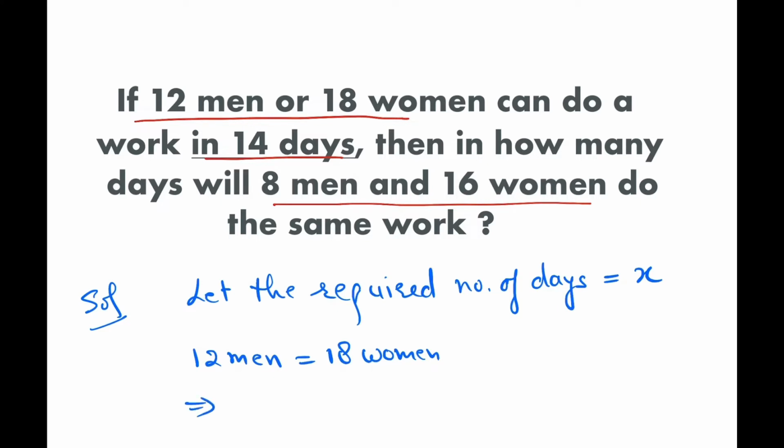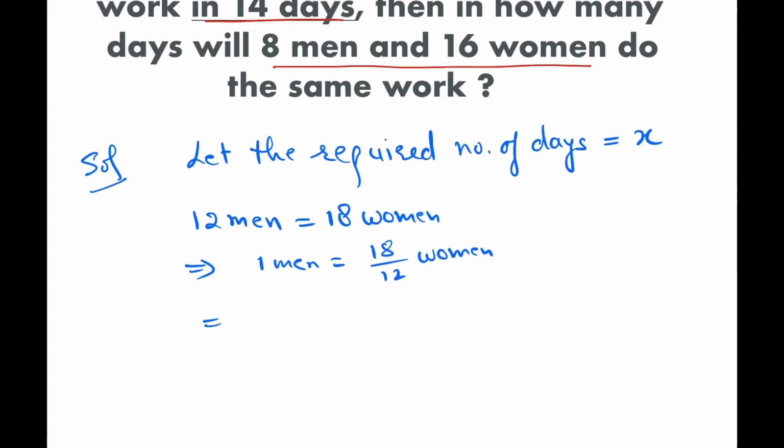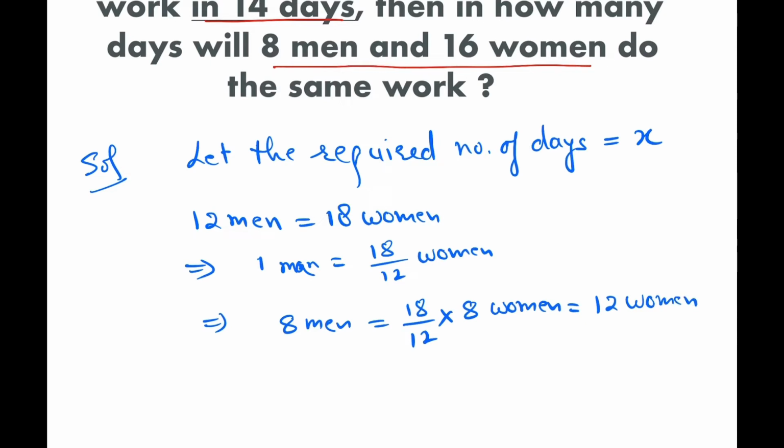This implies 1 man equals 18 upon 12 women, and this implies 8 men equal 18 upon 12 into 8 women. This is equal to 12 women. It means 8 men can do the work of 12 women.